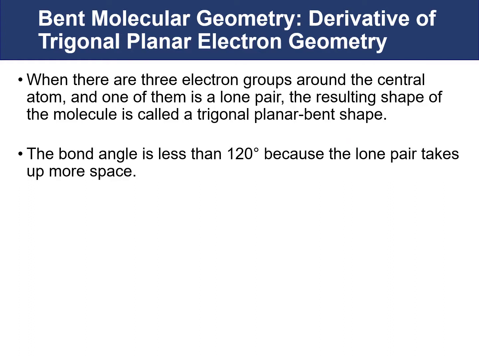When there are three electron groups around a central atom, we have a trigonal planar electron geometry. There are times in which one of those three groups will be a lone pair.